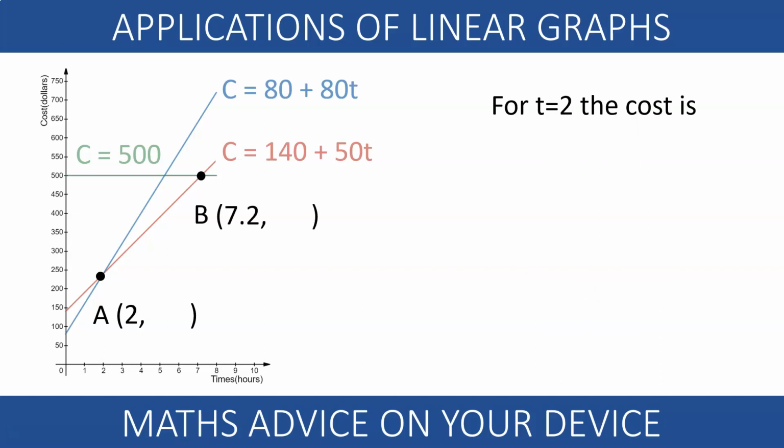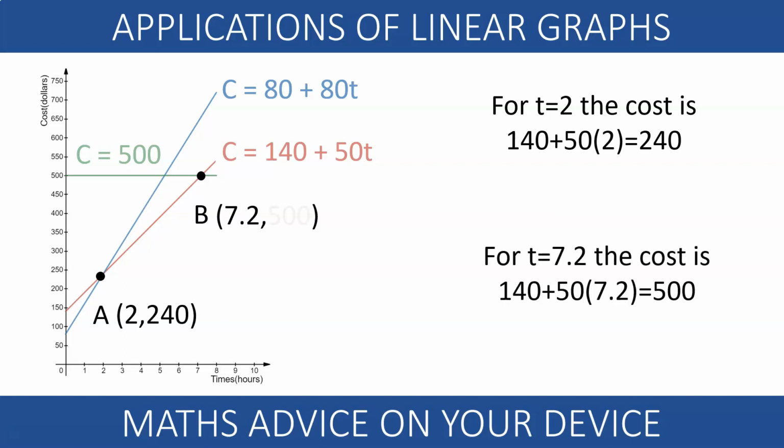To find the y coordinate of each point of intersection, we substitute the x value. In this case, t equals 2 and t equals 7.2. $240 for 2 hours and $500 for 7.2 hours.